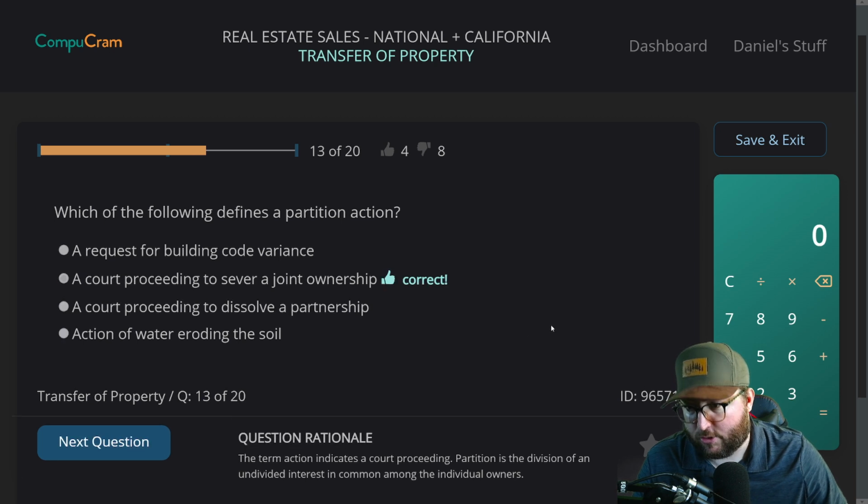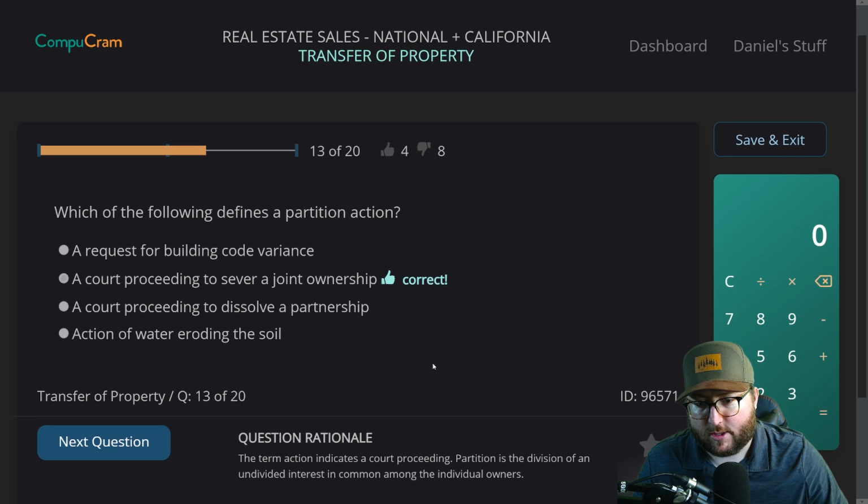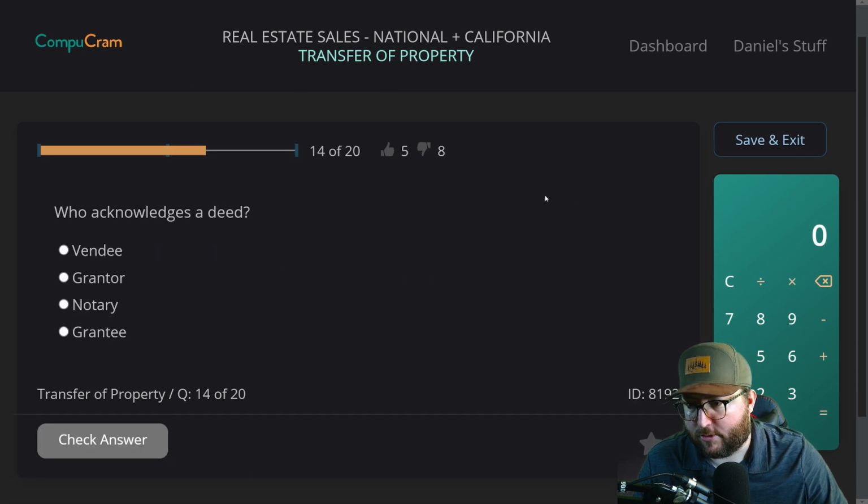We'll check it. Correct. Question rationale. The term action indicates a court proceeding. Partition is the division of an undivided interest in common among the individual owners. Okay, so we got partition action. We're starting to get that one a little bit.